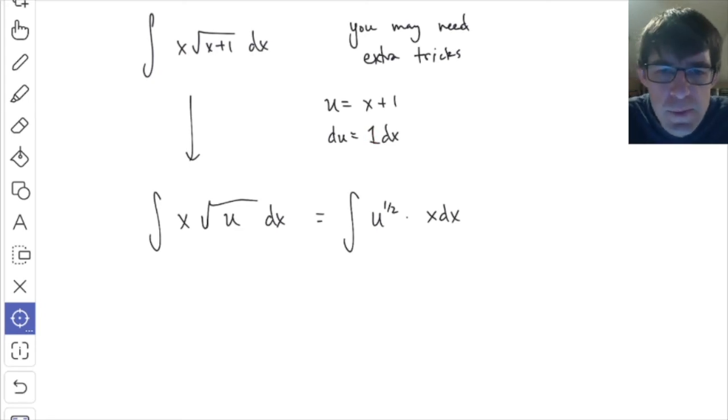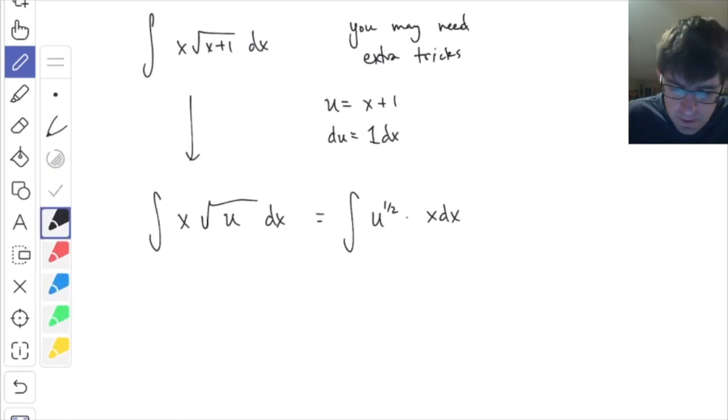Anybody seen one like this before? Or anybody have a fancy idea about this? Yeah, what do you think? I think you can take the outside x instead of taking the inside x plus 1. So then you use u equals x, and then your dv is the square root of x plus 1. That actually, I think, will not work, although this is a good idea.